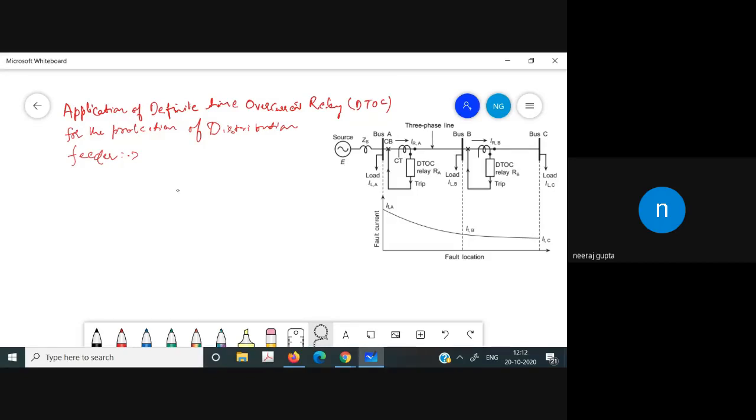Now, how to do that problem? First step in designing the overcurrent protection. First of all, what we have to do, the step number first.